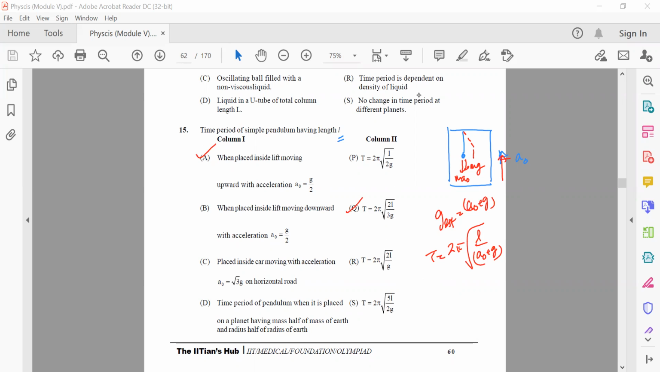Now similarly, when your lift is going down at g by 2, what will happen? The pseudo force acting on that particle will be upwards. So here your effective g will become g minus a naught, which in this case is g by 2. So the time period will be 2 pi under root L divided by g minus a naught. So this will become 2 pi under root 2L by g. This one.